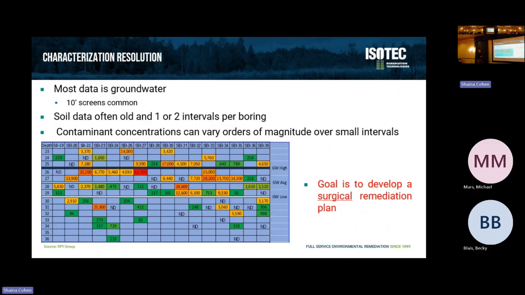But what we see on several of these locations is that over even 1 foot or even 2 feet, these soil DRO concentrations change by orders of magnitude, 1 if not 2 orders of magnitude at times. So you've got 62,000 at 26 feet. At 28 feet, it's 100.